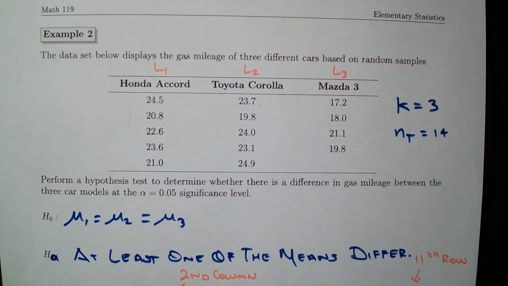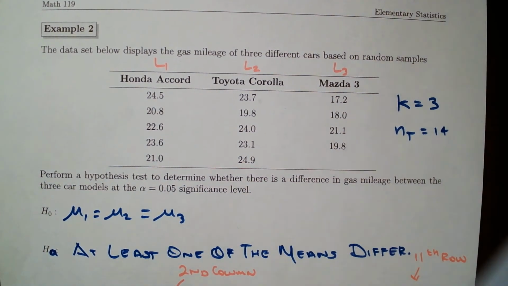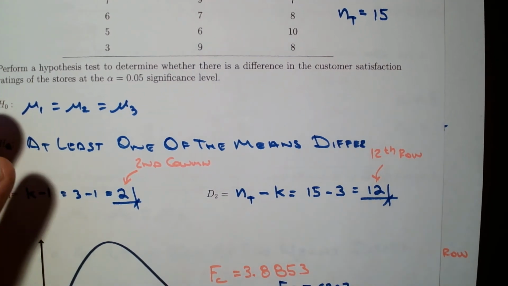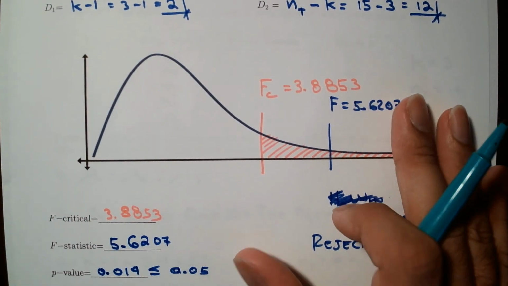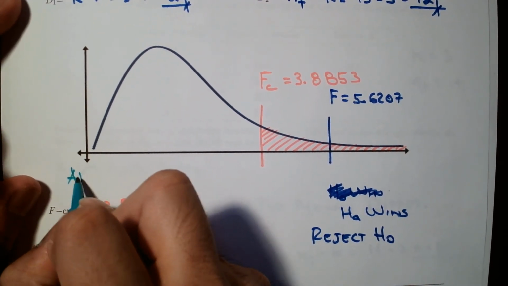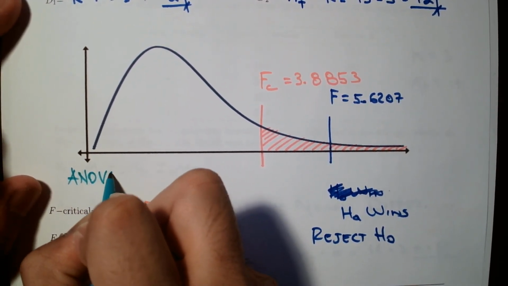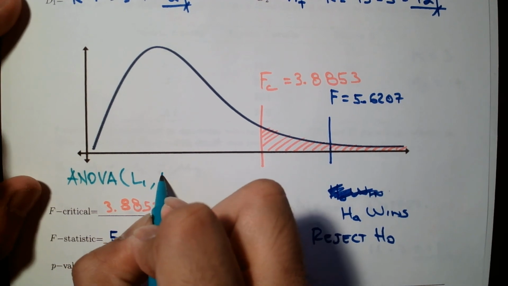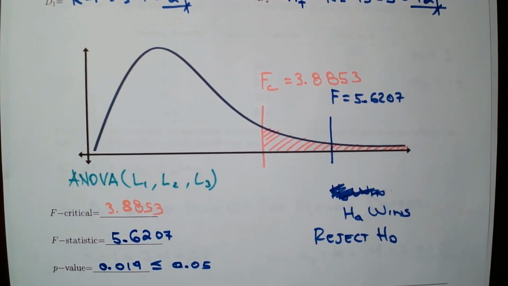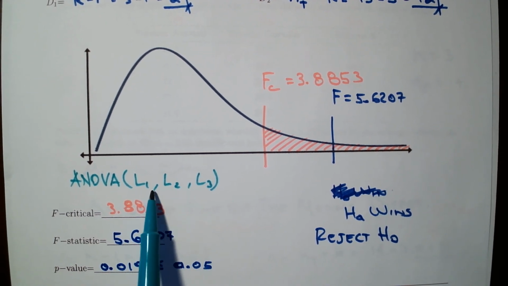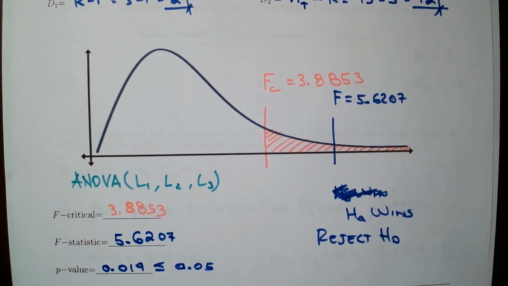Just use, in this case, well, summarizing this, what did we do? ANOVA, L1, L2, L3. That's all we have to do. Be sure, don't forget the commas, and don't forget to close the parentheses.